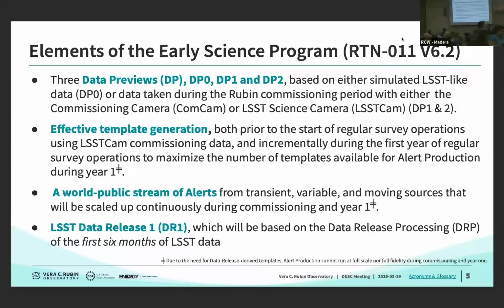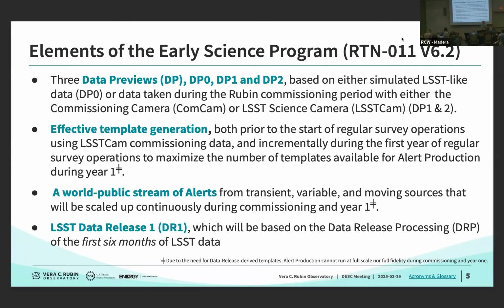There are roughly 4 elements to this program. First, we have a series of data previews, data preview 0, 1, and 2. These are based on either simulated LSST data, that was data preview 0, or Rubin commissioning data with either the commissioning camera or the science camera. That's DP1 and DP2. We delivered DP0, sorry, a few years ago. That is finished. We've just delivered DP1 on the 30th of June. Melissa's going to talk to us in detail about what's in that. And we're now collecting SV data with the science camera and thinking about what DP2 might look like.